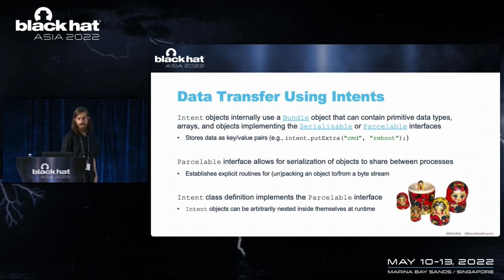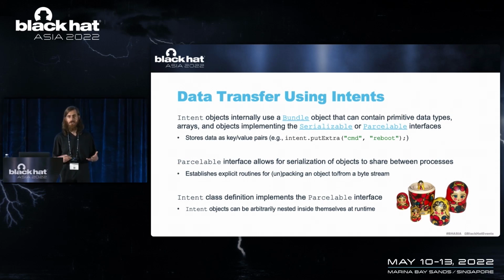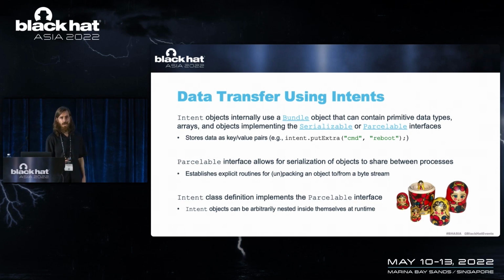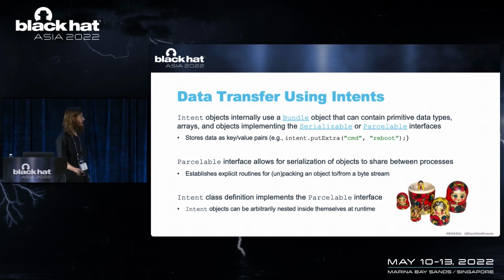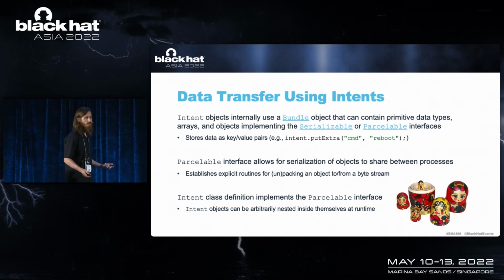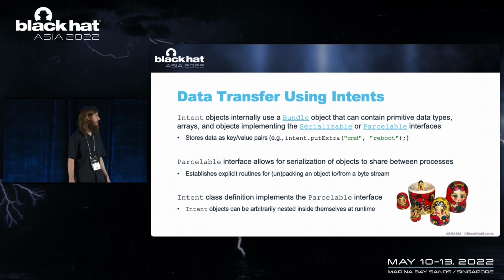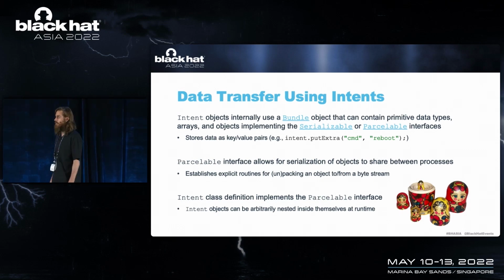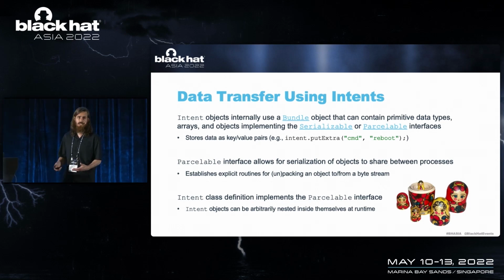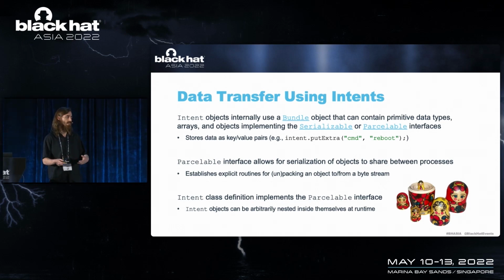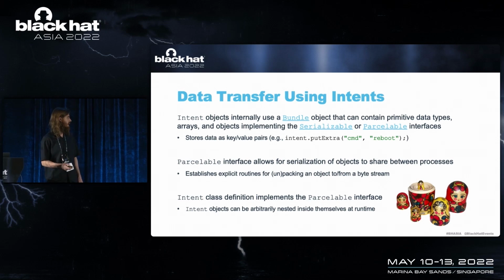The intent message internally has a field which is a bundle data type, and a bundle data type essentially stores values as key-value pairs. A bundle can contain primitive data types as well as arrays and any objects that implement the serializable or parcelable interface. And the parcelable interface allows for quick serialization, where you explicitly create routines for converting the object to or from the byte stream.